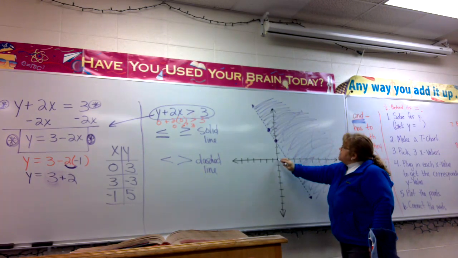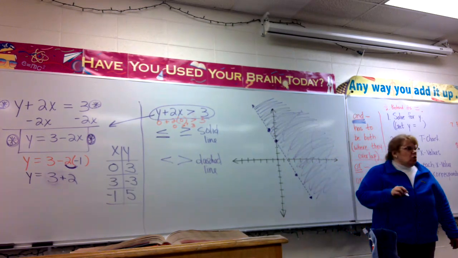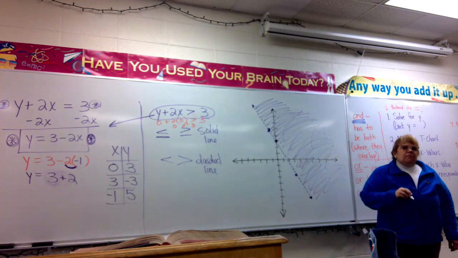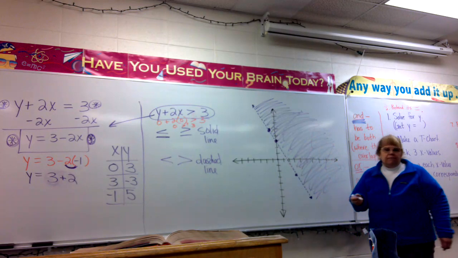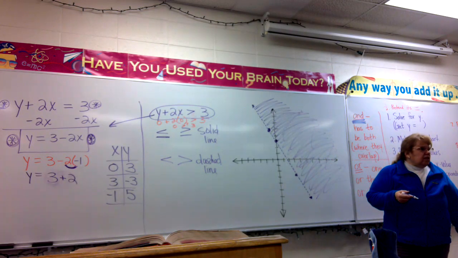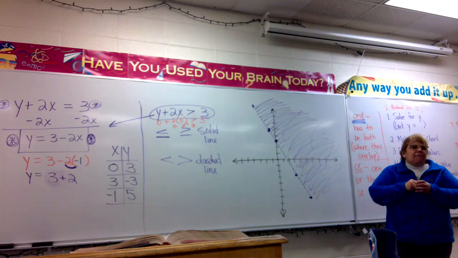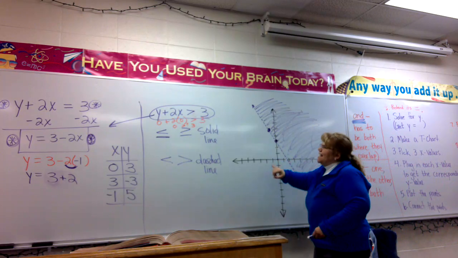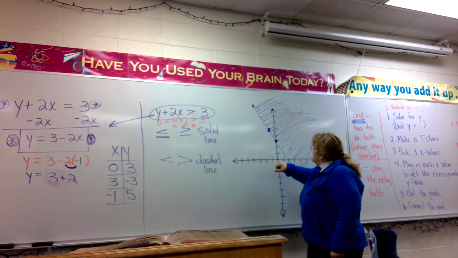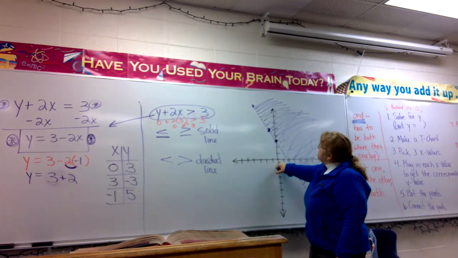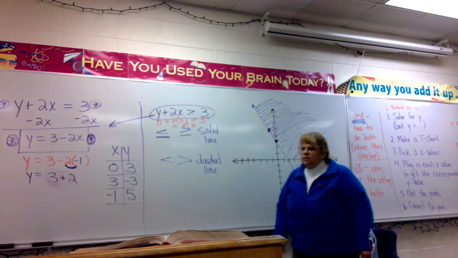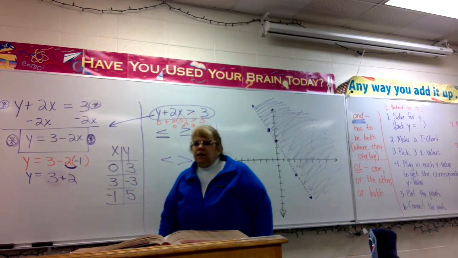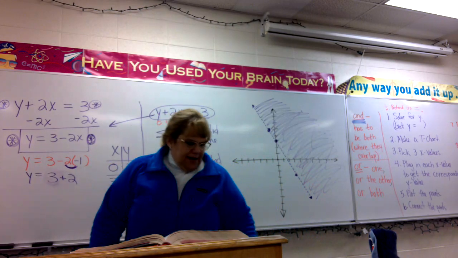So when I pick the point and it doesn't work, that means it's not part of the solution. So that means you're going to have to shade the opposite side. Does that make sense? The other thing that could happen, if you pick this point and it does work, then it means this point is part of my solution and I should shade that side. Does that make sense?